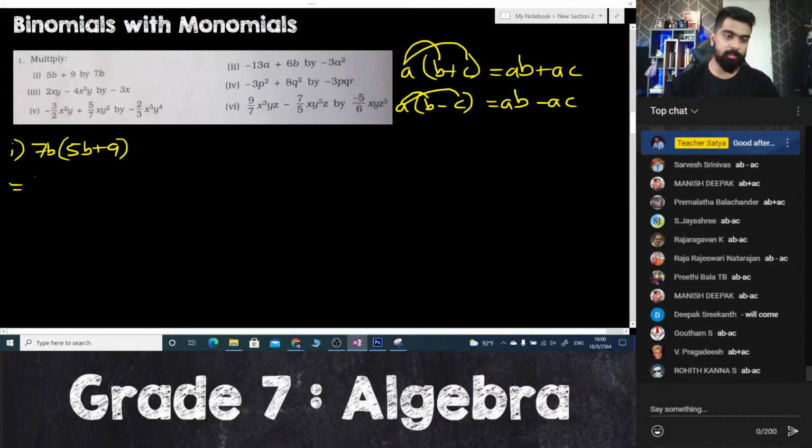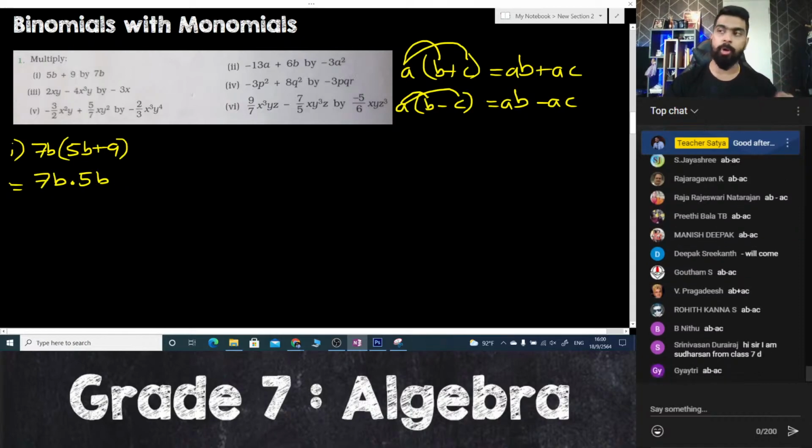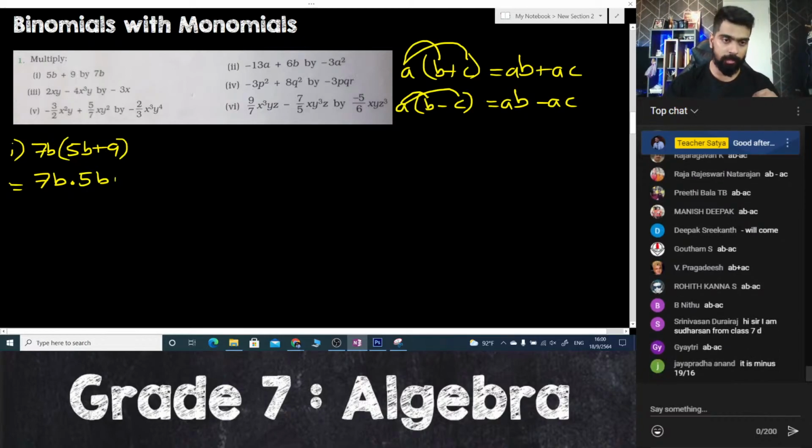All right, next one, guys. So what do we have? 7b multiplied with 5b, right? And since there is a positive sign here, everything will be positive. So we have 7b multiplied with 9, right? So plus 7b multiplied with 9. We're taking the term in front of the bracket, multiplying with inside the bracket, right, guys?